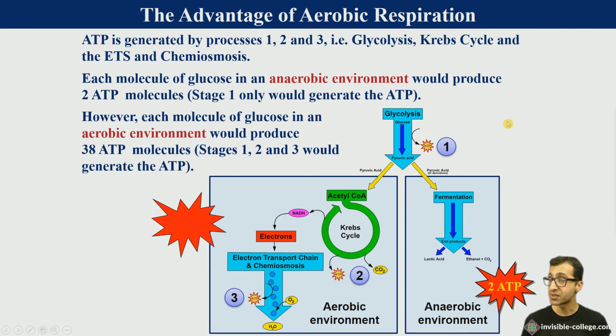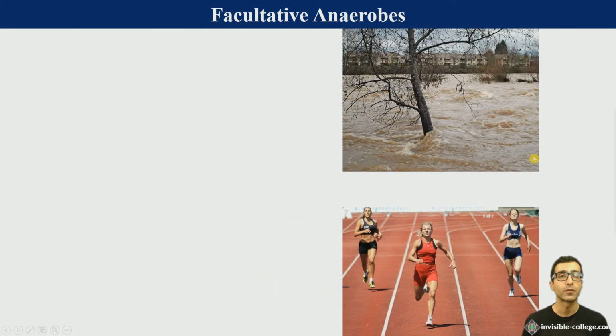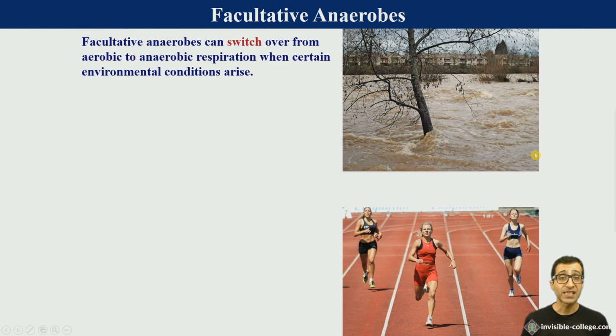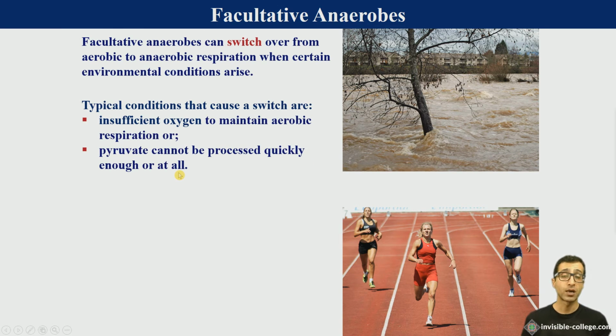Now in contrast, we see here that the anaerobic pathway only produces 2 ATP molecules per molecule of glucose. So, facultative anaerobes can switch from aerobic to anaerobic respiration depending on what the requirements are or what the environmental conditions are. Typical conditions which will result in that switch are insufficient oxygen to maintain aerobic respiration, or if the pyruvate cannot be processed quickly enough or at all.